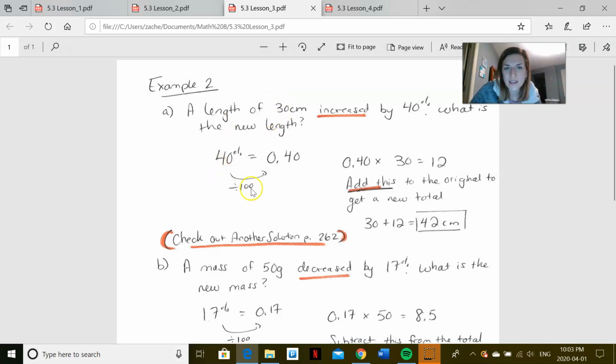So 40% turns into 0.40. And then if I multiply that by the total, I get 40% of 30, which is 12. And now because I know that it's increased by 40%, I'm going to add the 12 to the original. So 30 plus 12 is equal to 42. 42 centimeters total. There's another way that you can solve this one.